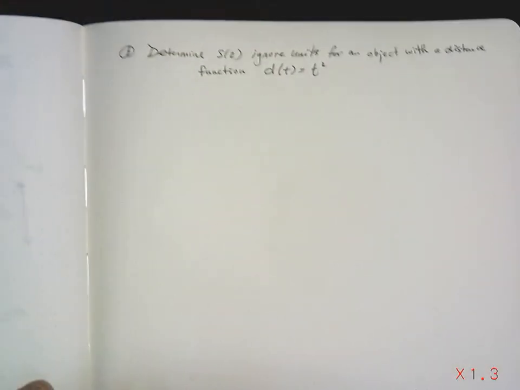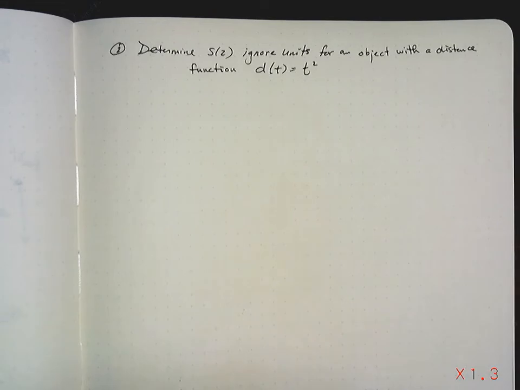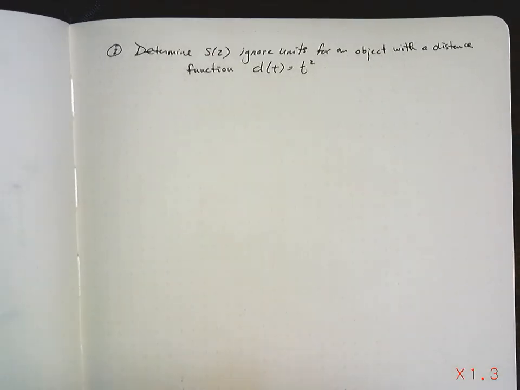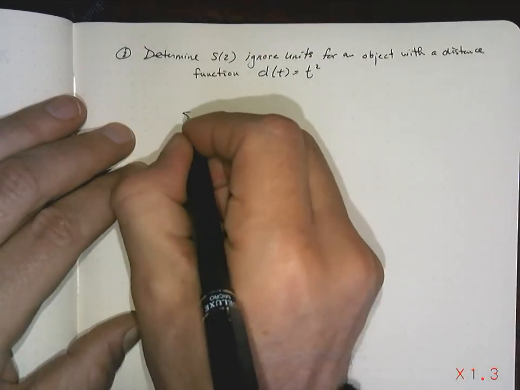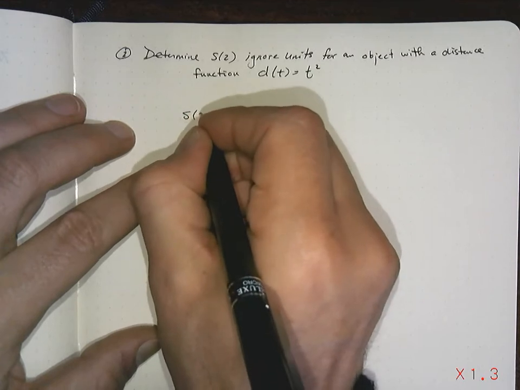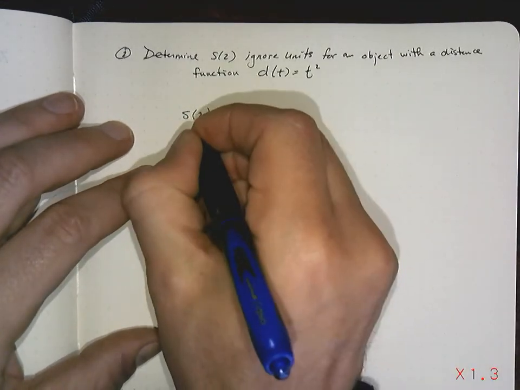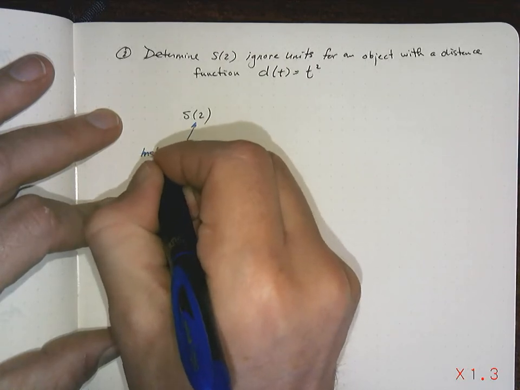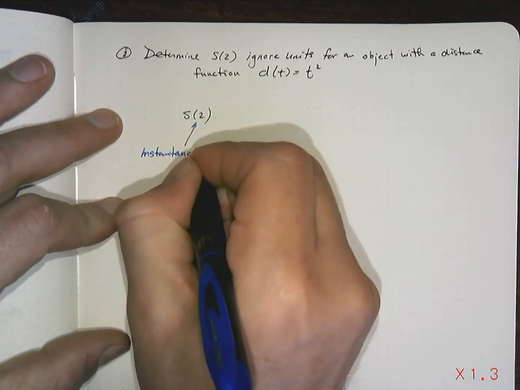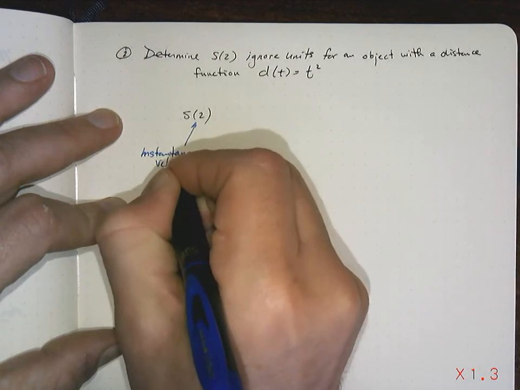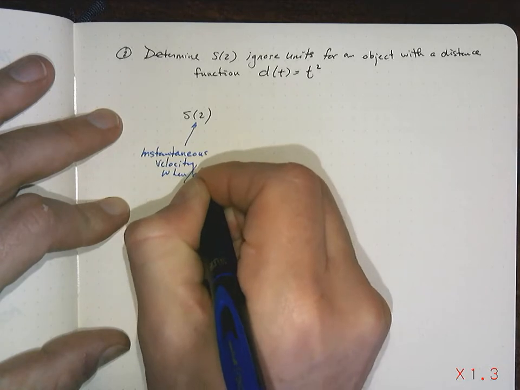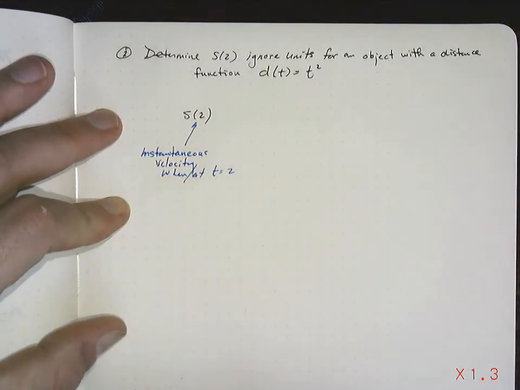Now again, that's not a free-falling object in the air, otherwise Galileo would come and yell at us. It's something else that has a different distance function. But if I want to know its instantaneous velocity when t equals 2, I'm going to point this out one more time. This stands for instantaneous velocity at t equals 2. That's what that stands for, and we should know that.